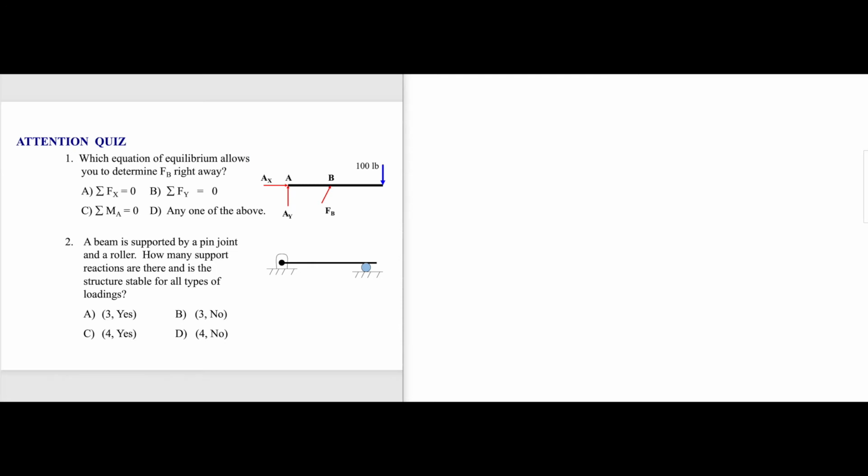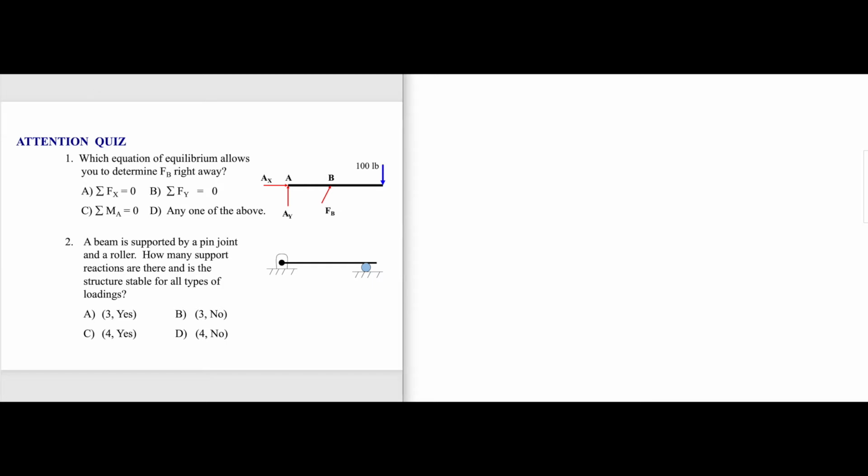Now, if you look at this problem on the left, which equation of equilibrium allows us to determine FB right away? If the question only asks you to find FB, and I'm not asking you to find AX and AY, how would you come up with that single equation that allows you to solve for FB?